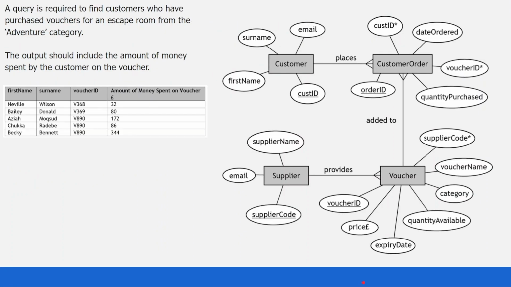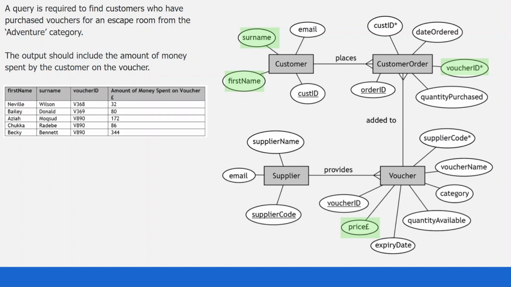But before we get there, I'm going to use the entity relationship diagram to identify the attributes that I'm going to need. So the first thing we're going to need is the first name, and that's in the customer table. We're then going to need the surname, again in the customer table, and we're going to need the voucher ID. Let's get that from the customer order table. Now, in order to calculate the amount of money spent on a voucher, we need to know the price of the voucher. So we'll find that in the voucher table.